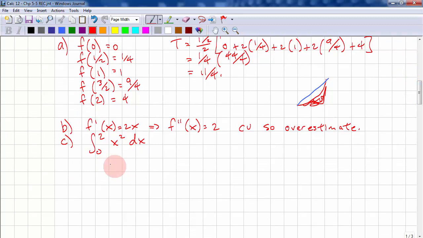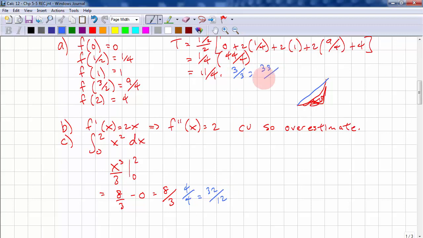So we do the antiderivative. This is x cubed over 3, and we're evaluating from 0 to 2. This is 8 over 3 minus 0, so this is just 8 over 3. We have 11 over 4, and we're comparing it to 8 over 3. We need a common denominator to do this, so we multiply by 4 over 4. We get 32 over 12. We multiply this by 3 over 3. We get 33 over 12. So this is bigger than this, so clearly it's an overestimate.